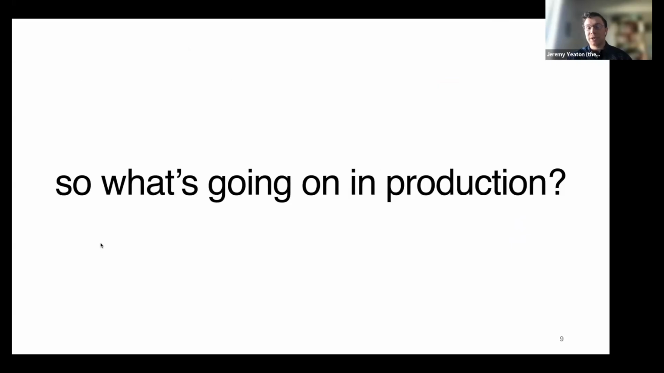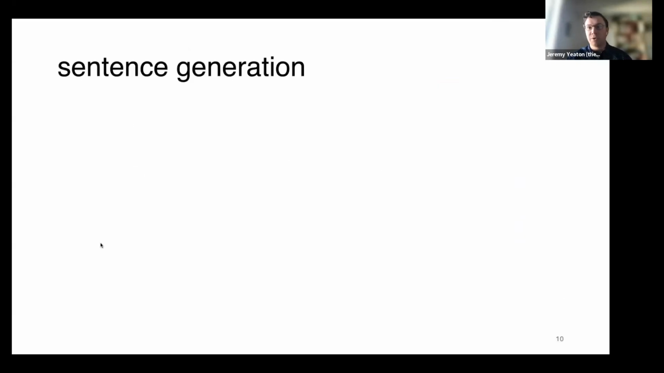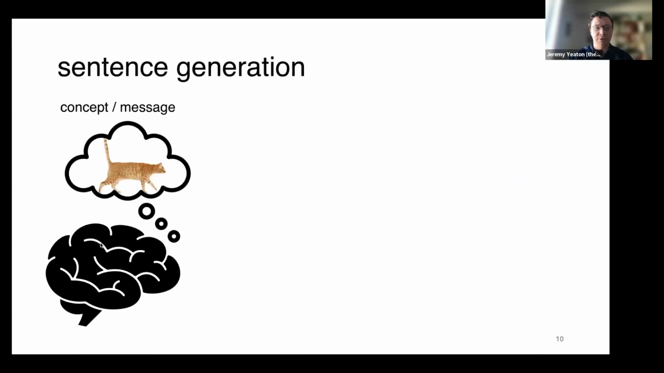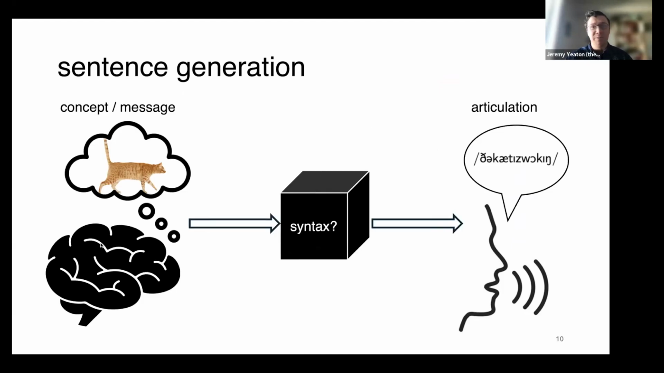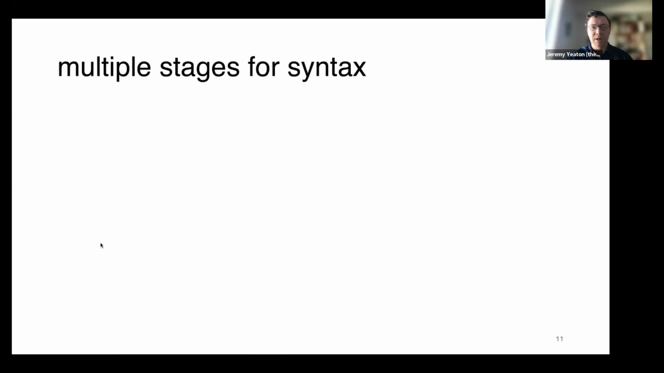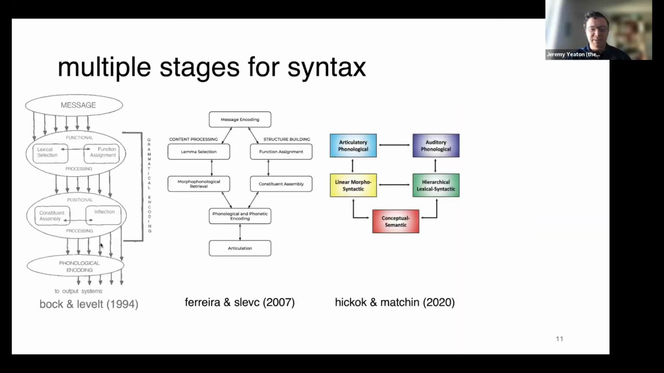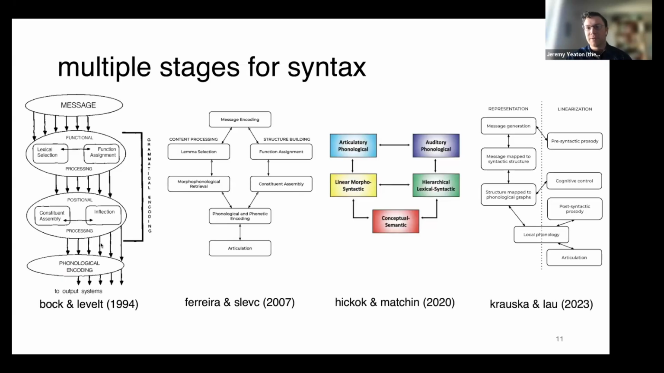So the question is then, what's going on in production? When I say production, I'm talking about sentence generation. And so you have some concept or message. Here we have a delightful feline taking a stroll. And then you want to articulate that into sounds in the world. So we have the cat is walking. And then somewhere in between there, we have this mysterious black box of syntax. And so throughout the last 30 years or so, a number of theoretical accounts have been put forward about what is happening as you produce a sentence, what is going on in grammatical encoding.